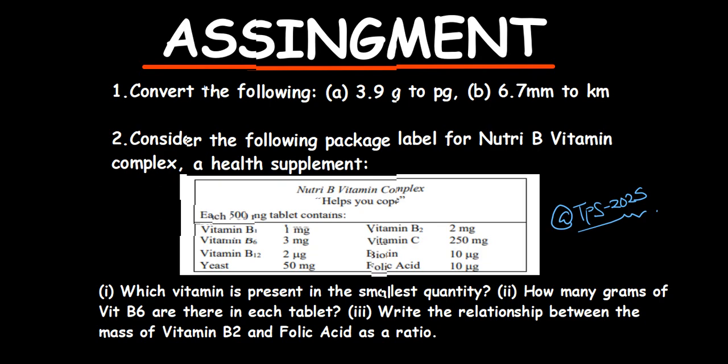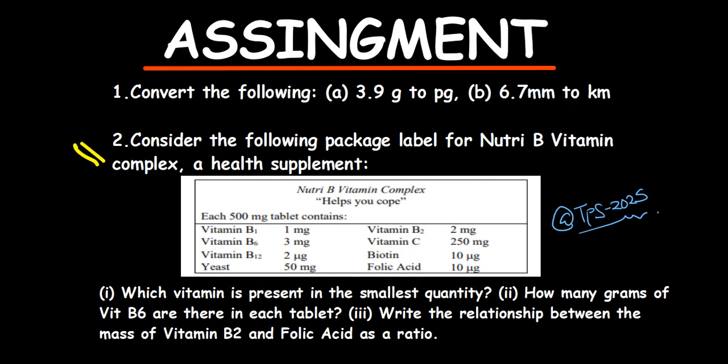Okay, so I've written down an assignment for you guys. You can try it out and then send the questions. Number 2 is an application to the field that you are studying, medicine or whatever field you are studying. I put this question here specifically for your field. It says: consider the following package label for a Nitro B vitamin complex health supplement. The first question asks which vitamin is present in the smallest quantity.